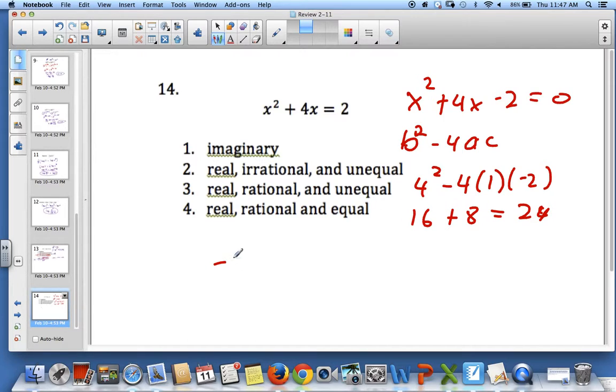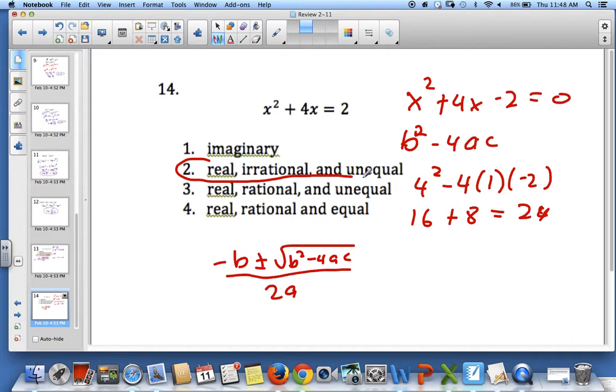So in remembering which one it's going to be, I'm going to have negative b plus or minus the square root of b squared minus 4ac all over 2a. I look at that and say this part right here under the square root sign is positive 24. So it's going to be real numbers, and it's going to be two different numbers, so they're going to be unequal. The question is, is it going to be rational or irrational? Since 24 is not a perfect square, I'm still going to have a square root in my answer, so it's going to be irrational, and that would be the answer to that.